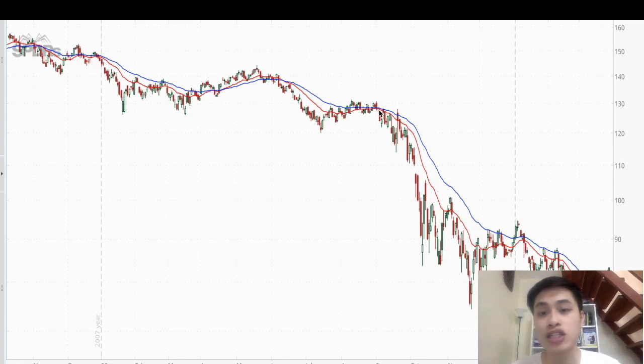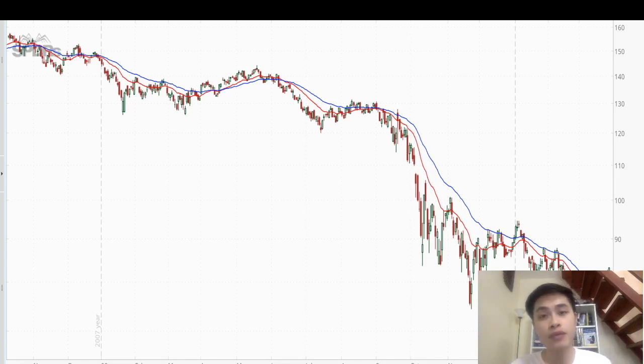So the shorter term moving average couldn't cross above the longer term moving average. So you can see that prices continue to decline. So when prices continue to decline, look what happened to the shorter term moving average. The shorter term moving average is still below the longer term moving average. And that is how we use the moving averages.